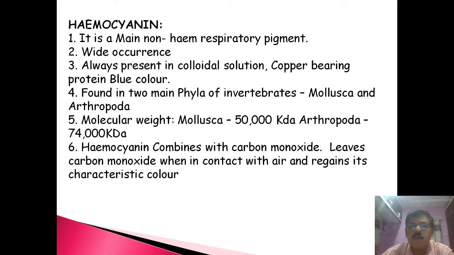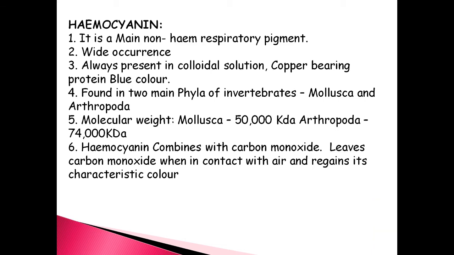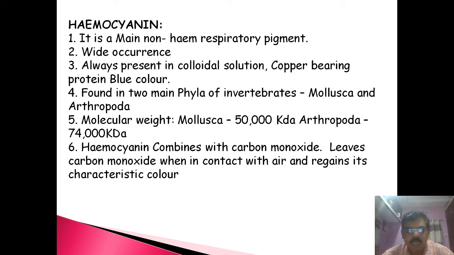Hemocyanin is a non-heme respiratory pigment, wide in occurrence and always present in colloidal solution. It is a copper-bearing protein that is blue in color. It is found in two main phyla of invertebrates: one is Mollusca and the other is Arthropoda. Molecular weight, as we have already discussed, is 50,000 kilodalton in Mollusca and 74 kilodalton in Arthropoda. Hemocyanin combines with carbon monoxide and releases it when in contact with air, regaining its characteristic color. So this is regarding the respiratory pigment hemocyanin.